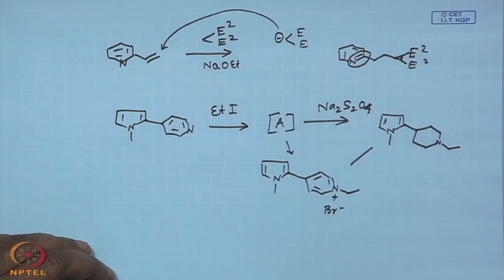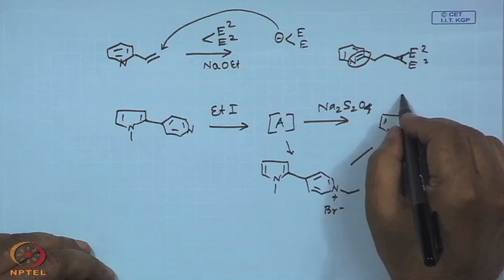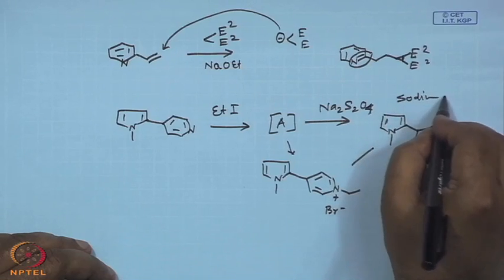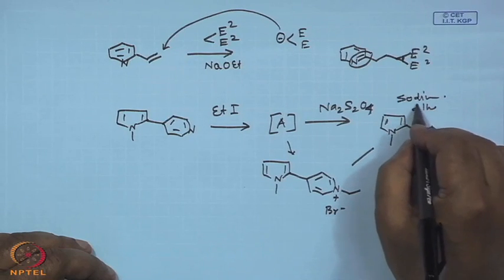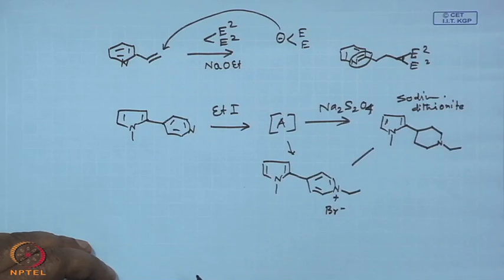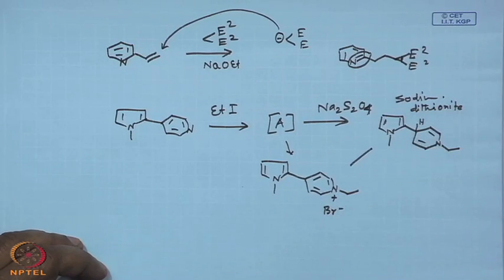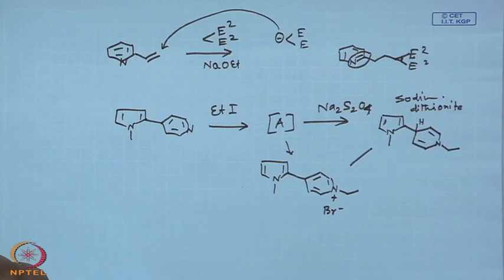so we guess, Na2S2O4, what is the name of this molecule? Sodium dithionite. What is it? It is a very good reducing agent, and quite frequently used in organic chemistry. And what you will be getting here, you will be getting this dihydropyridine system.